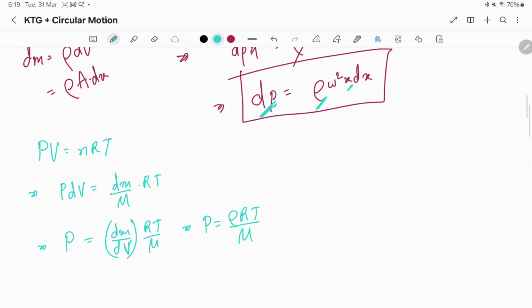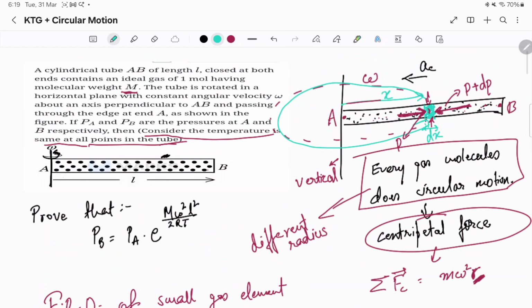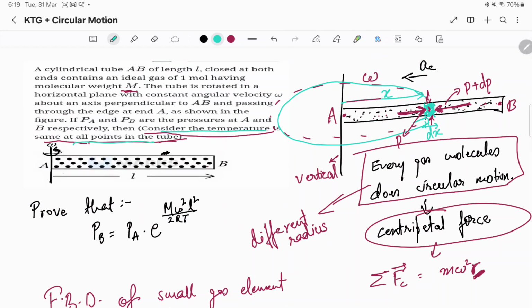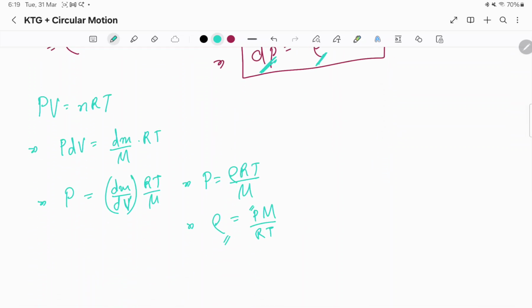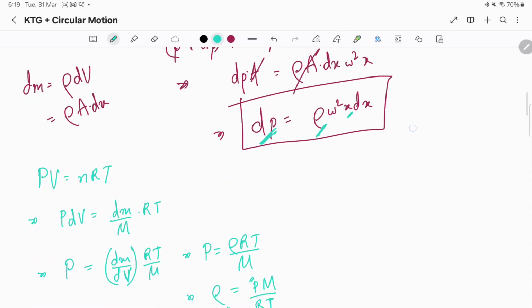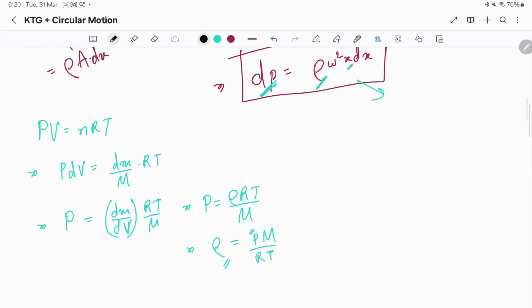So I am getting a direct relationship between density and pressure. In the question they have given that temperature is constant everywhere, so the temperature is the same at all points. That means there are only two variables, density and pressure. I can put this density formula into this expression, and I get dP is equal to P M divided by RT, omega square x dx. Now in this equation we have only two variables, pressure and x, so I can integrate this equation simply.